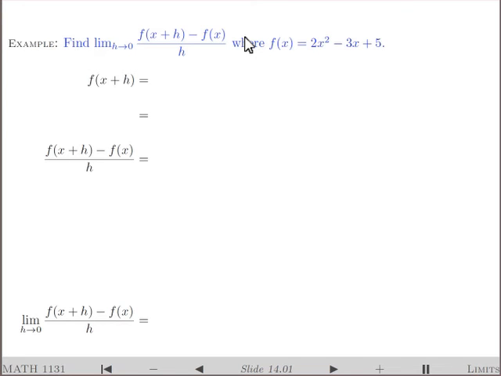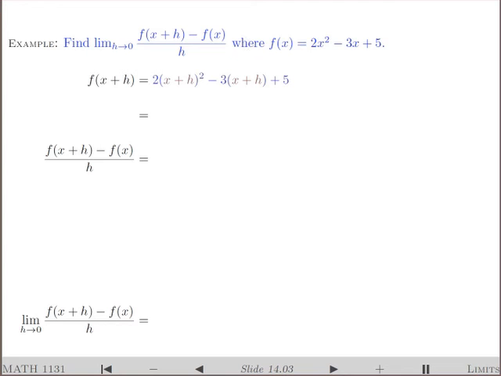When we do difference quotient in this form, I prefer to do this in 2 or 3 steps. First, we will calculate and simplify f of x plus h. Then we will simplify the difference quotient. Finally, we will do the limit. The template for f is 2 times the variable squared minus 3 times the variable plus 5. So f of x plus h is 2 times the quantity x plus h squared minus 3 times x plus h plus 5.